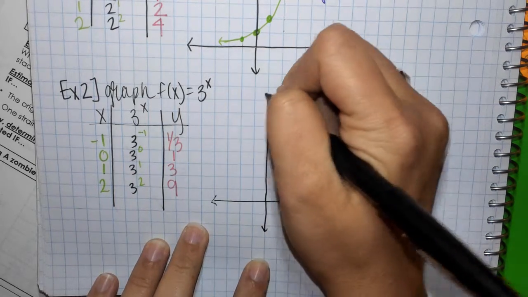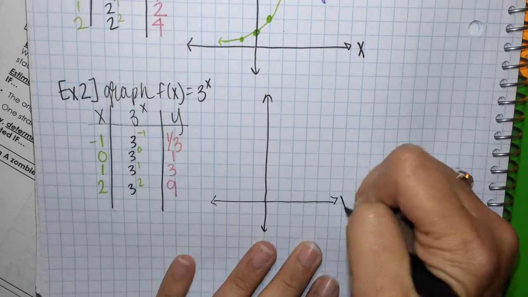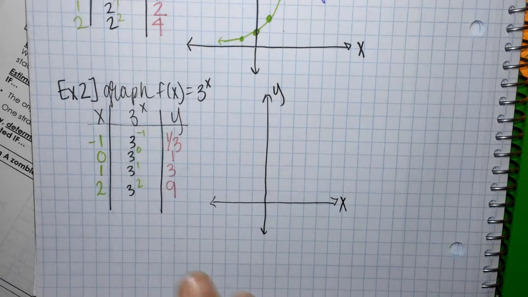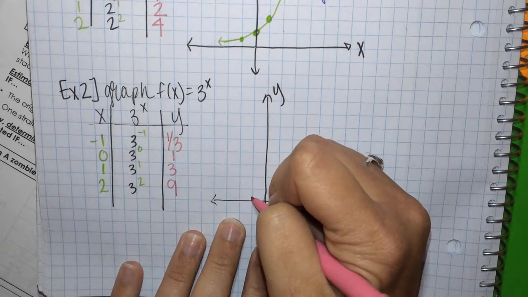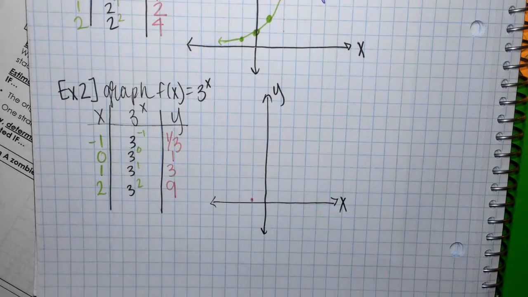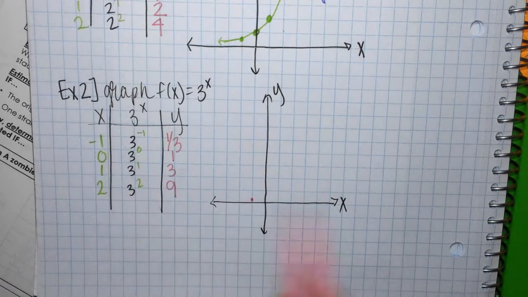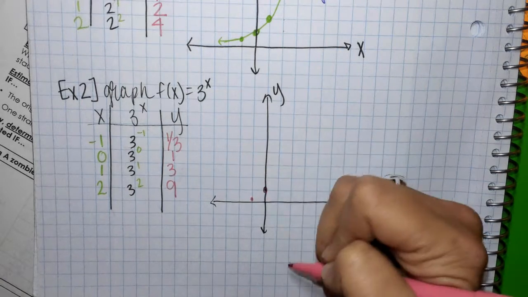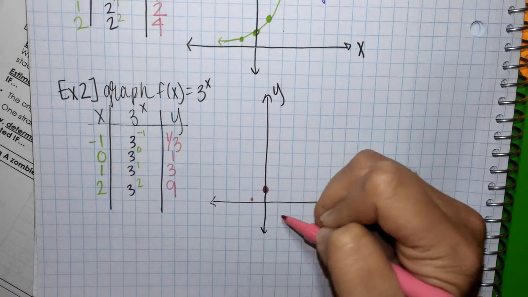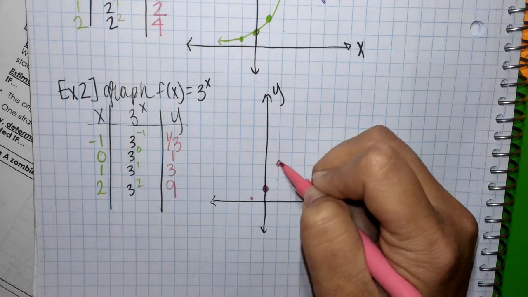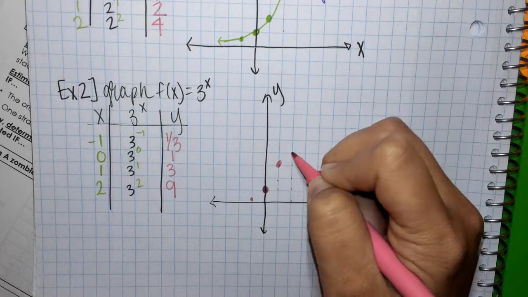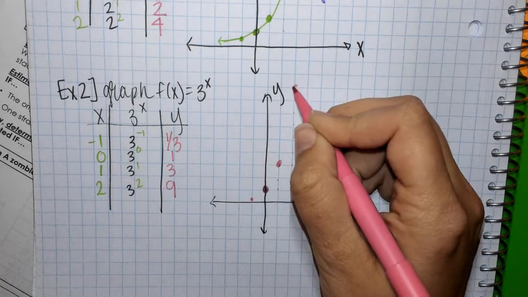How did you guys plot -1 and a third? Left 1 and halfway up. And you go up a baby bit, correct? All right, what about 0, 1? Go right 1. I mean, up 1. Sorry. What about 1, 3? Go right 1, up 3. What about 2, 9? Right 2, up 9. And then you got to draw your curve.